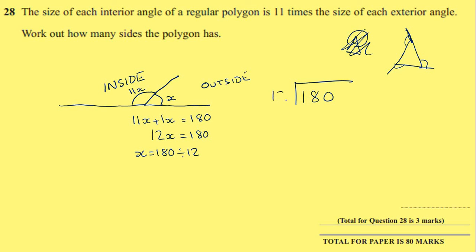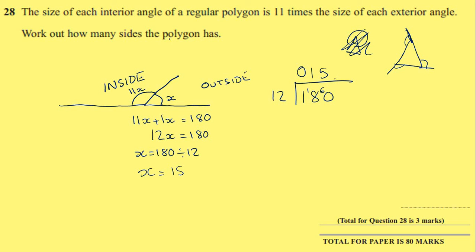180 divided by 12. Does 12 go into 1? No. But does 12 go into 18? Yes. Once, remainder 6. Does 12 go into 60? Yes. 5 times. And so we've found that x is equal to 15. X is equal to 15.